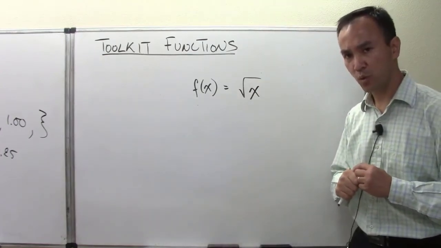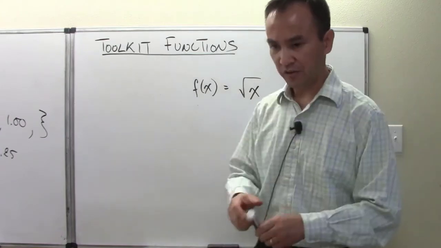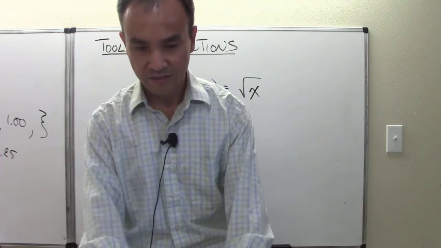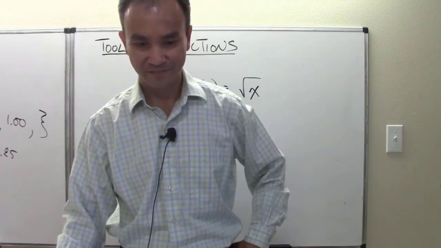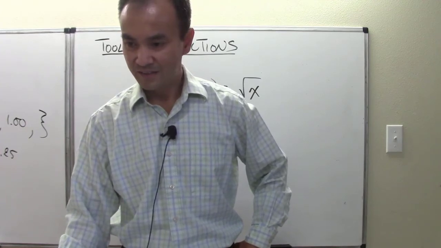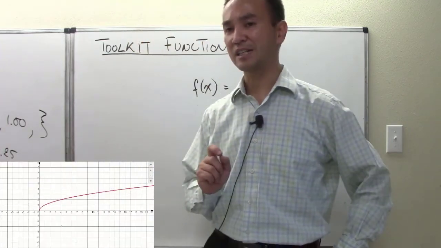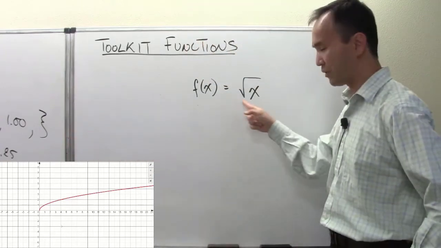Okay, with this square root of x function. All right, so the square root of x function right here has the following graph, and now you're going to be surprised about this. All right, so here we go. This is, ladies and gentlemen, the graph for that simple square root. Okay, square root of x.